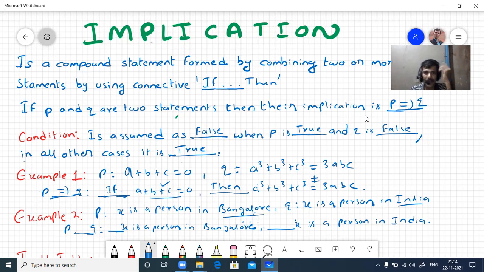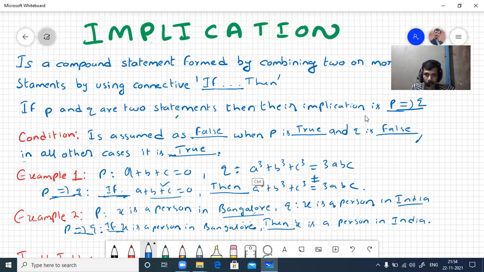One more good example. The first statement P: X is a person in Bangalore. The second statement Q: X is a person in India. Then how can we write P implies Q? If the person is in Bangalore, then he is in India. Here also, if the first statement is true, he is in Bangalore, then the second statement can be false, he is not in India? That cannot happen, no? A true statement cannot imply a false statement. In this way, the implication will work.